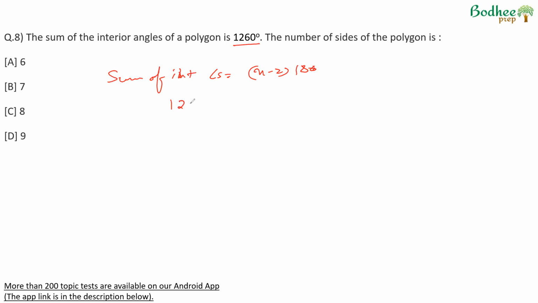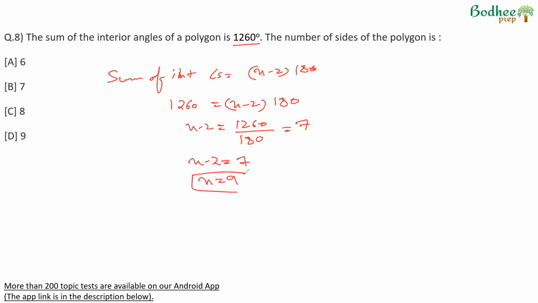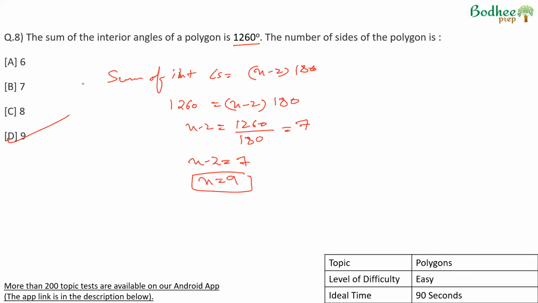Now, sum of interior angles is given as 1260. This will be n minus 2 into 180, and therefore n minus 2 is 1260 upon 180. This will come out to 7: 7 8s are 56, 5, 12. So n minus 2 is 7, or n is equal to 7 plus 2, which is 9. Option D becomes the answer. Again, easy question. A minute and a half.